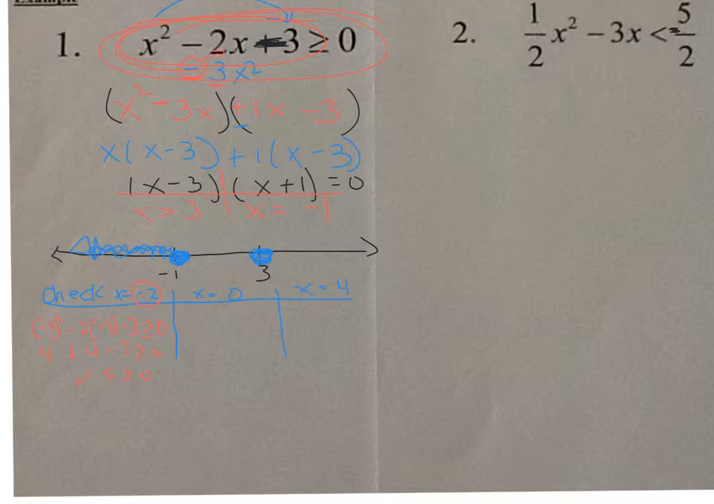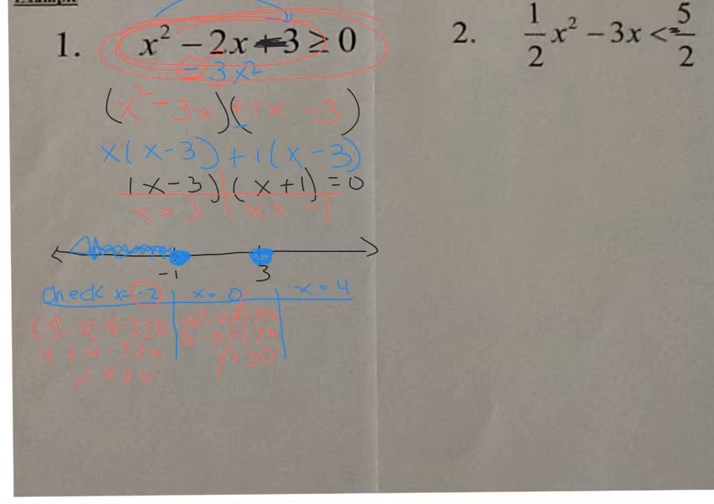Now you're going to try 0. So plug in 0. We have 0 squared minus 2 times 0 minus 3. Is that greater than or equal to 0? So this is 0 minus 0 minus 3. Is -3 greater than or equal to 0? No, that is not true. So we do not shade in the middle.